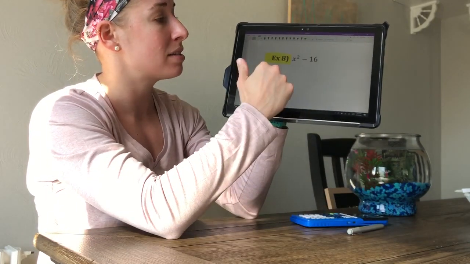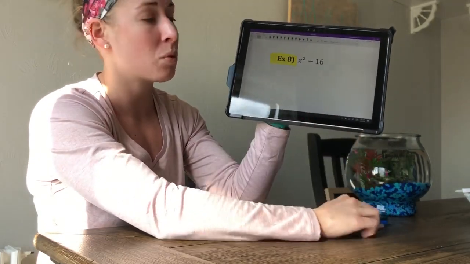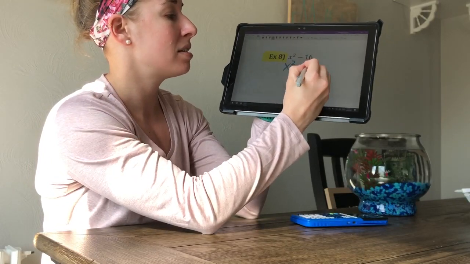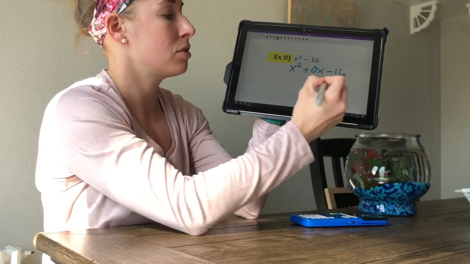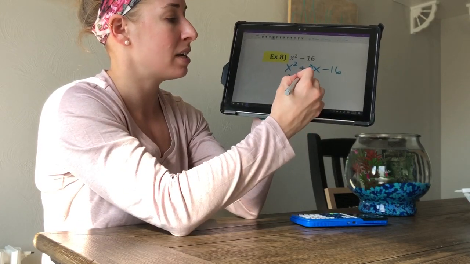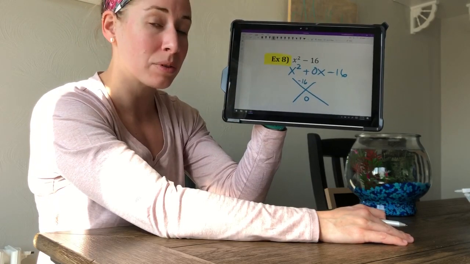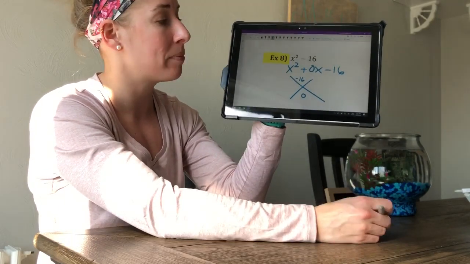If you wanted to do X method for this, since your leading coefficient's 1, you would just need to remember that you have a plus 0x term in the middle. So for your x, you would have to put a negative 16 and 0. Okay, but just remember that is still possible. If you forget the pattern, you can still do it the long way.